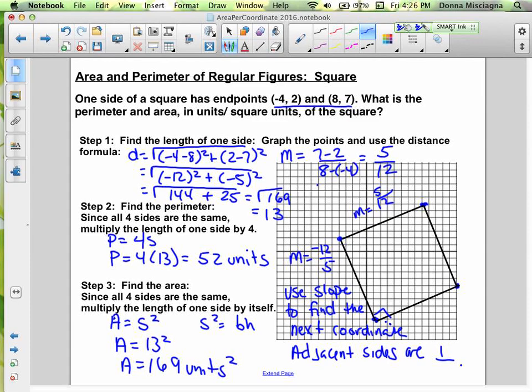If you were just given 2 points, you could find the length of the side, you could find the perimeter, and you can find the area. And if you use slope, you can actually find the other coordinates. Now, like I said, this is only one of the 2 possibilities. It's possible that instead of this being the top right of my square, it's the bottom. But if it's the bottom, it doesn't fit on my graph, so I don't want to graph it.